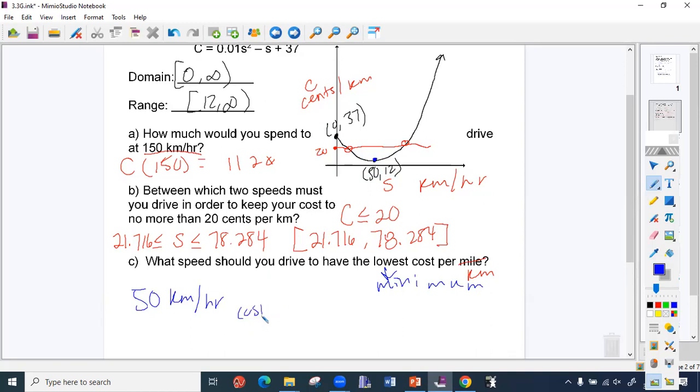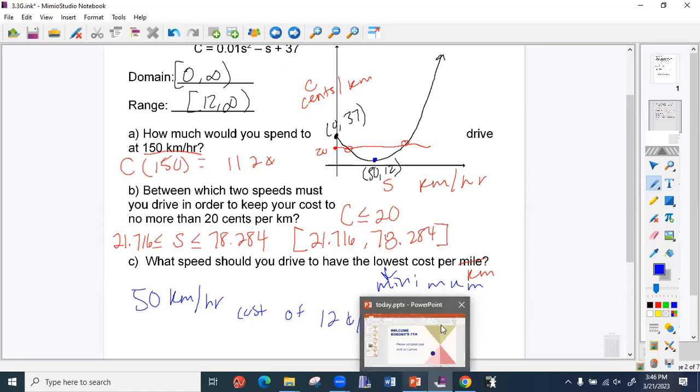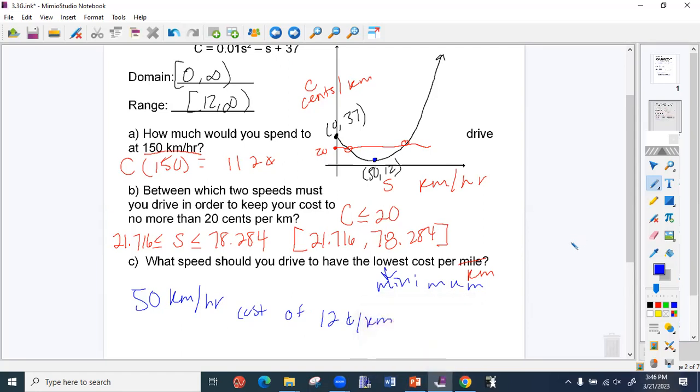And the cost would be 12 cents per kilometer. So if we drove at 50 kilometers per hour most of the time, that's how we'd be the most efficient in our vehicle based on this vehicle's data. Okay. All right.